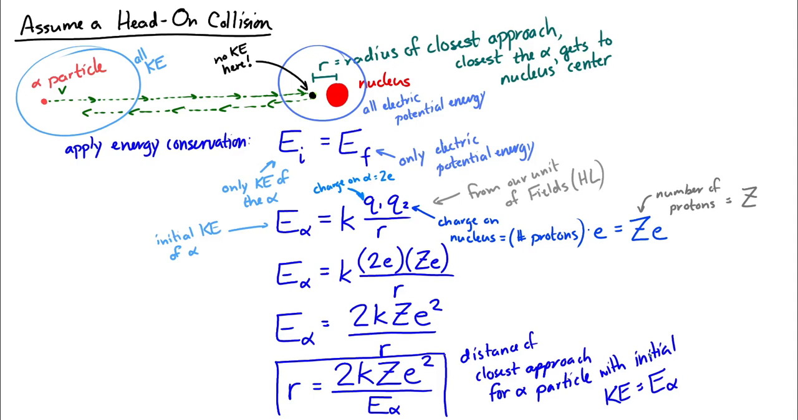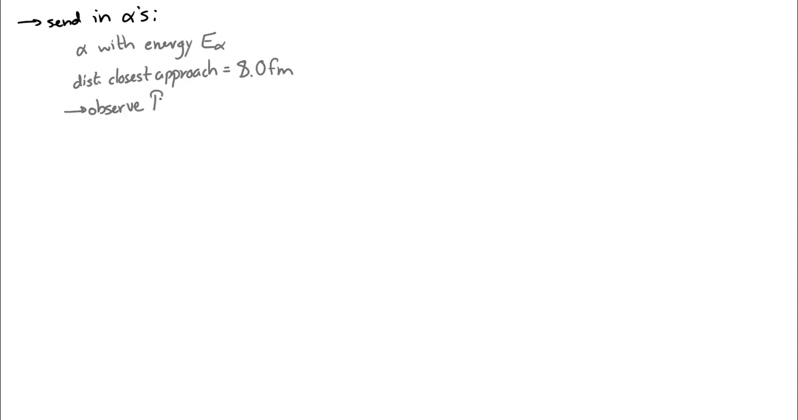So here's what they did. They would send in, say, one alpha particle with a certain amount of energy. And the distance of closest approach for this they would calculate to be, say, 8 femtometers. So they send it in, and let's say that they observe that they get Rutherford scattering in that situation. So it behaves like Rutherford scattering, which means that it did not enter the nucleus.